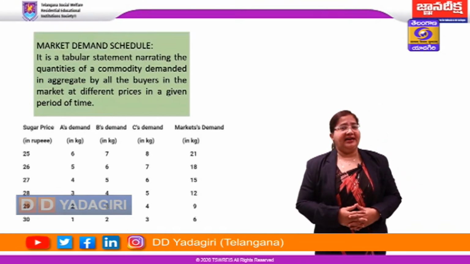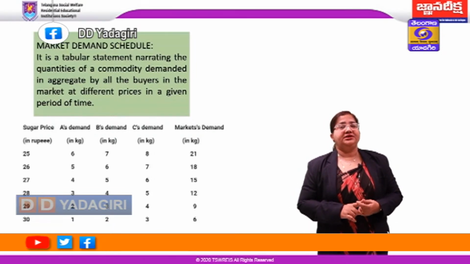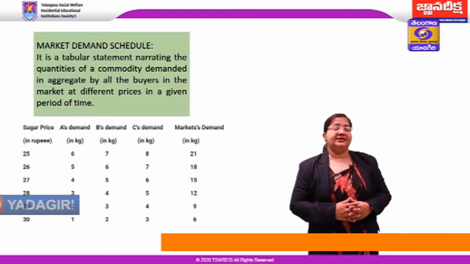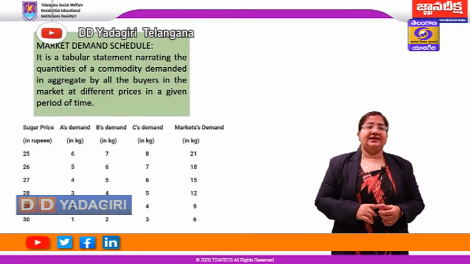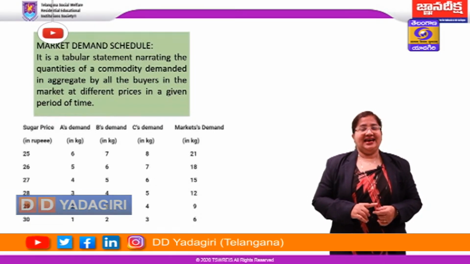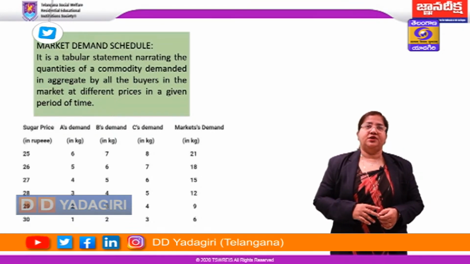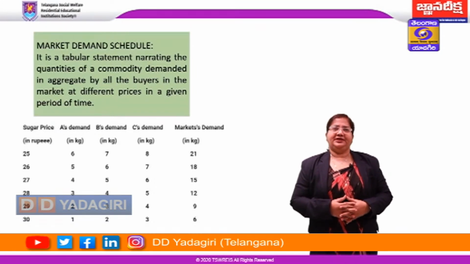The market demand schedule is constructed by the horizontal addition of quantities at various prices shown by the individual demand schedules. It follows that, like the individual demand schedule, the market demand schedule also depicts an inverse relationship between the price of the commodity and its demand. These are the basic concepts of demand.